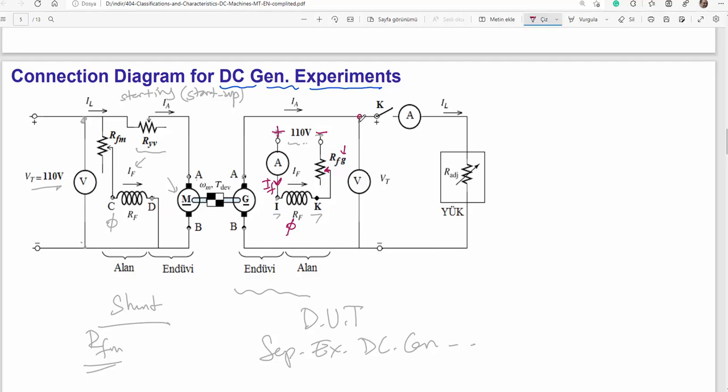And then here is the voltmeter measuring terminal voltage, and then here's a switch or circuit breaker. Now it is open. Here's an ammeter measuring load current, and here's an electrical load, adjustable.